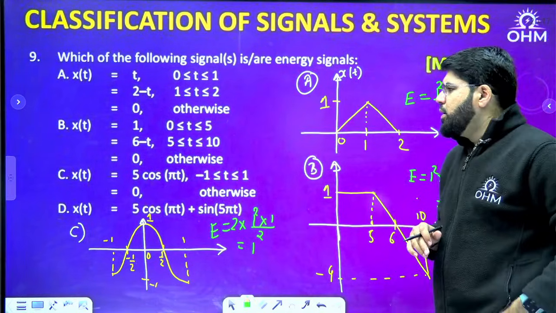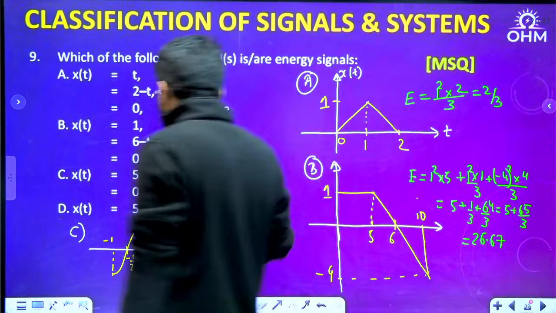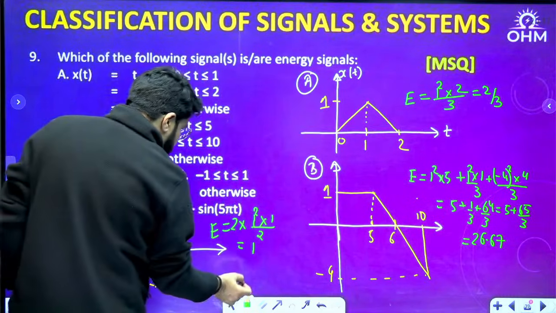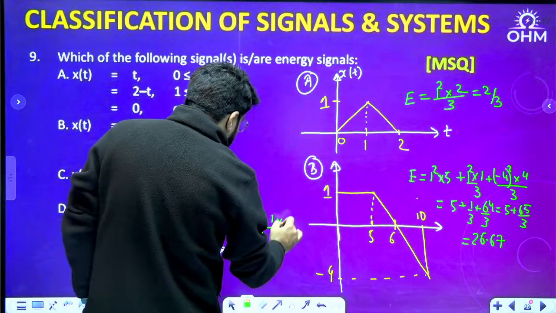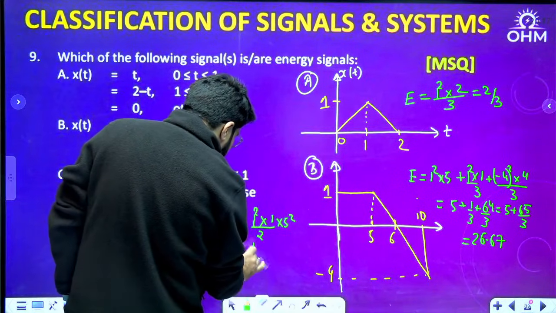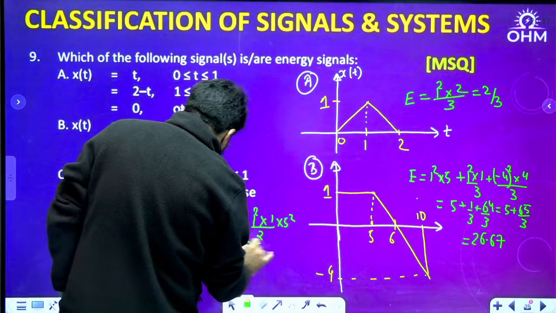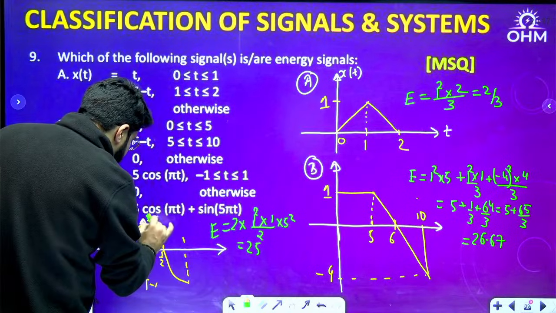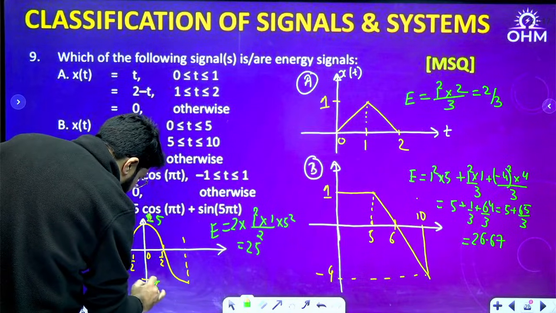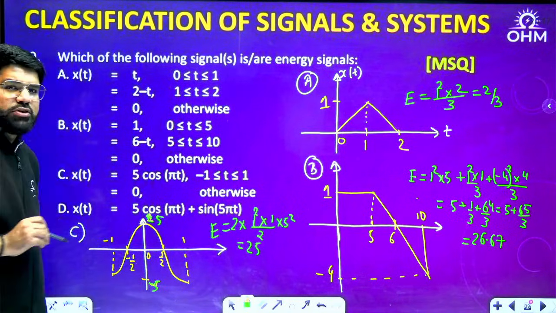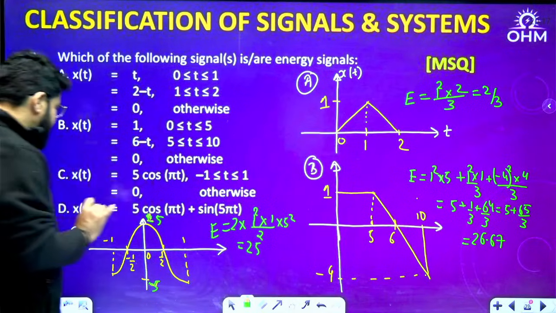Okay, so not 1, it is actually going to be 5 square. So the answer will be 25. This actually, the amplitude is not 1, this is 5. So this will be -5. Accordingly, the answer will be 25 actually. But okay, finite energy, energy signal.